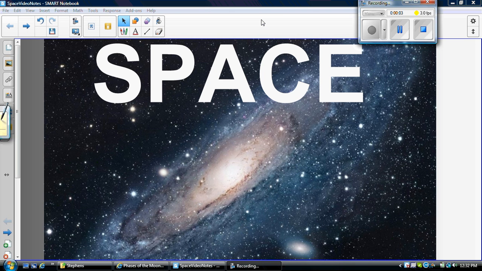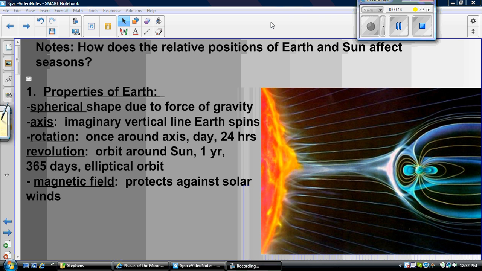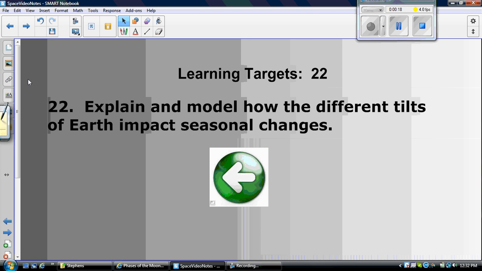Okay, so we are starting our unit on space. Our essential question for today is, how does the relative position of the Earth and Sun affect seasons? So our learning target is 22. Explain and model how the different tilts of Earth impact seasonal changes.